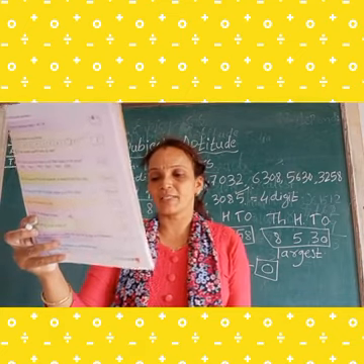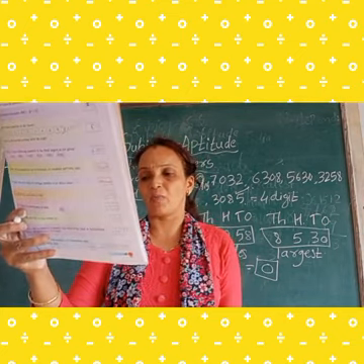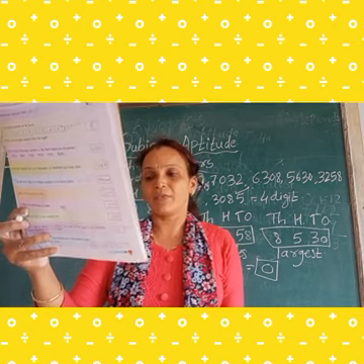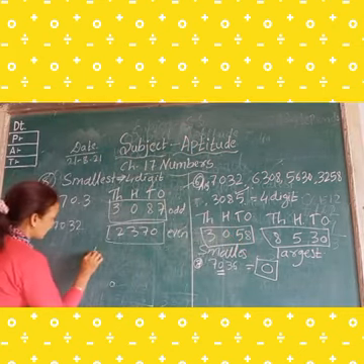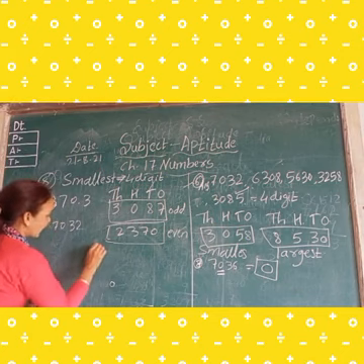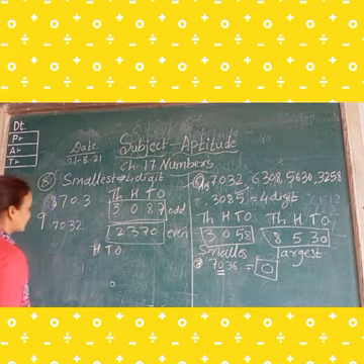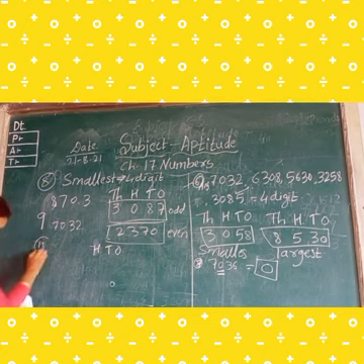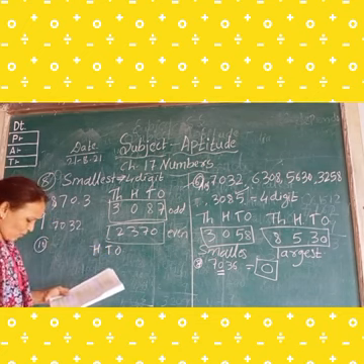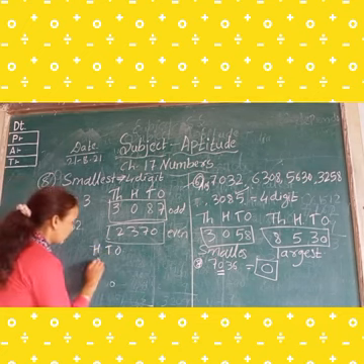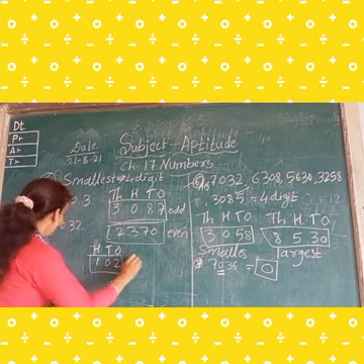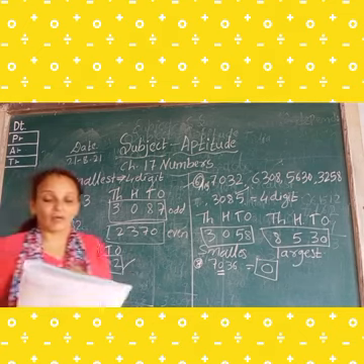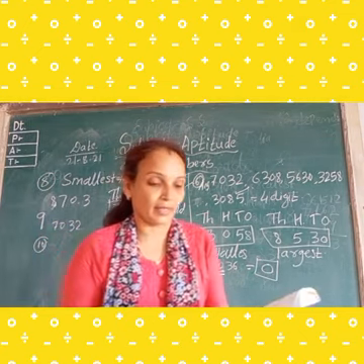Write the smallest 3-digit number that can be formed by using 3 different digits. 3 digit means hundreds, tens, ones. Smallest number: 102, using different digits. Okay, this is our page number 37 and 38.